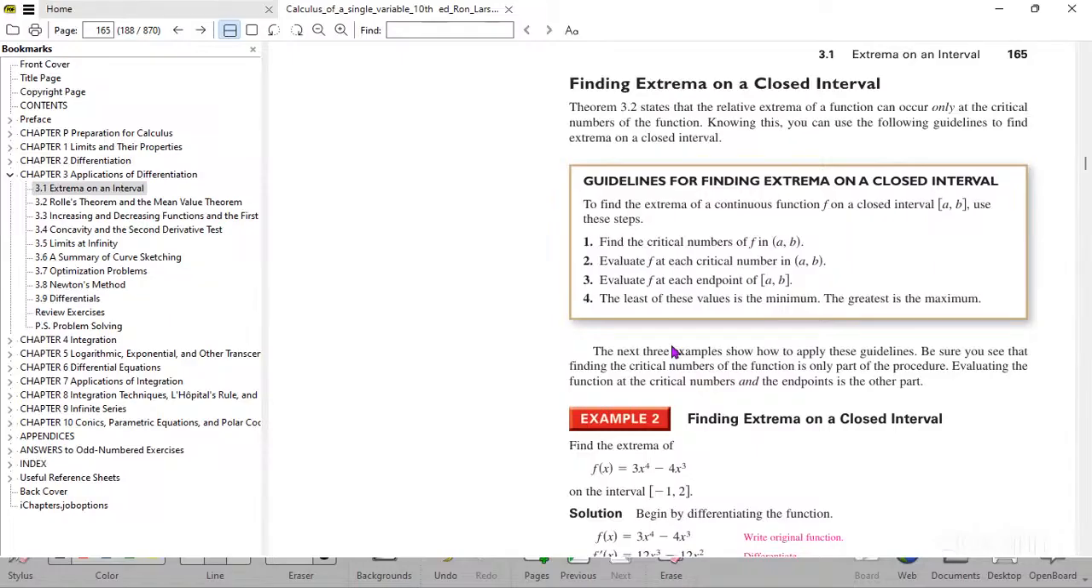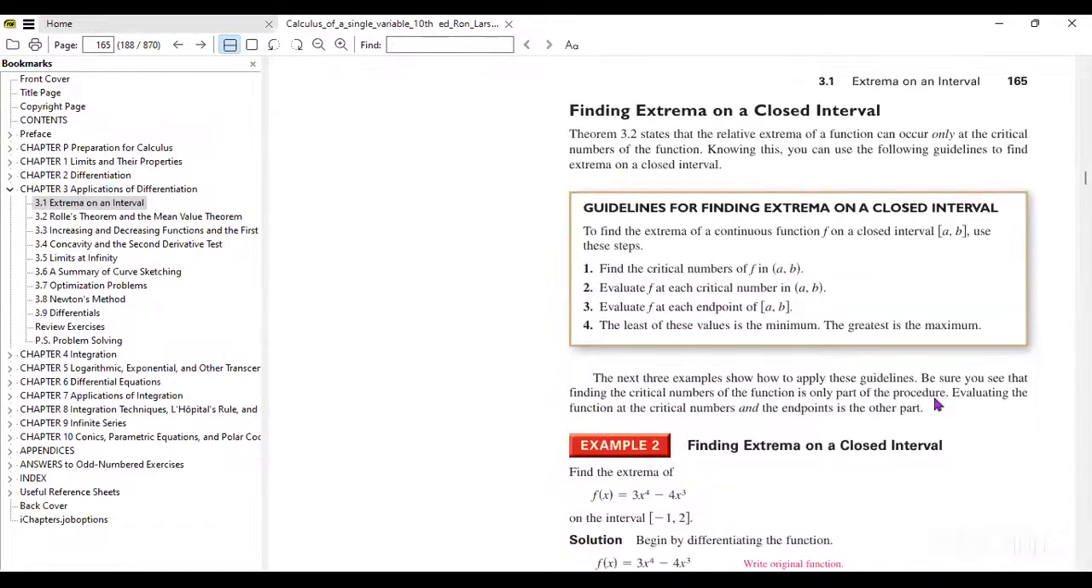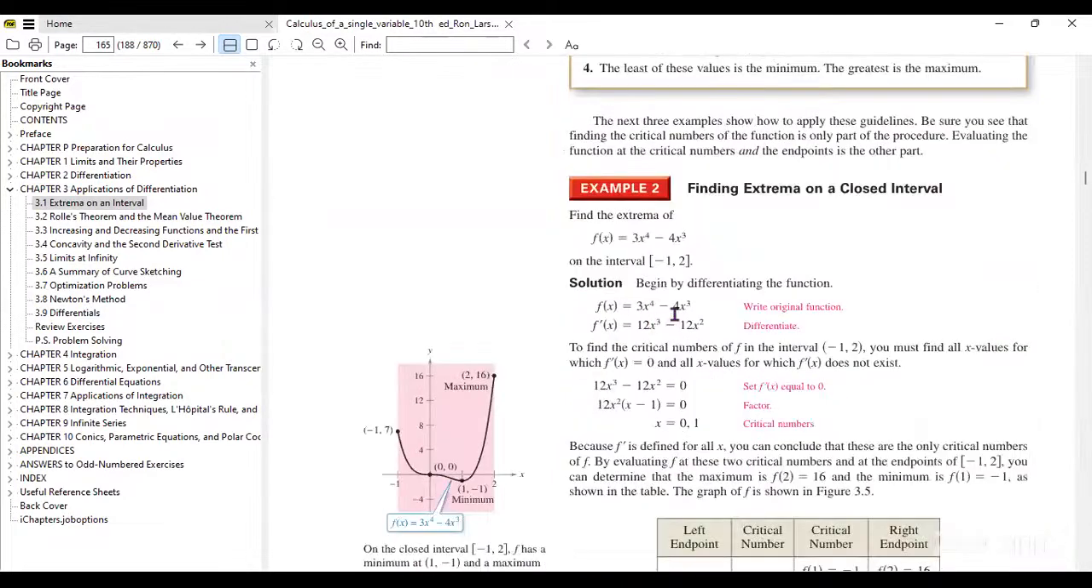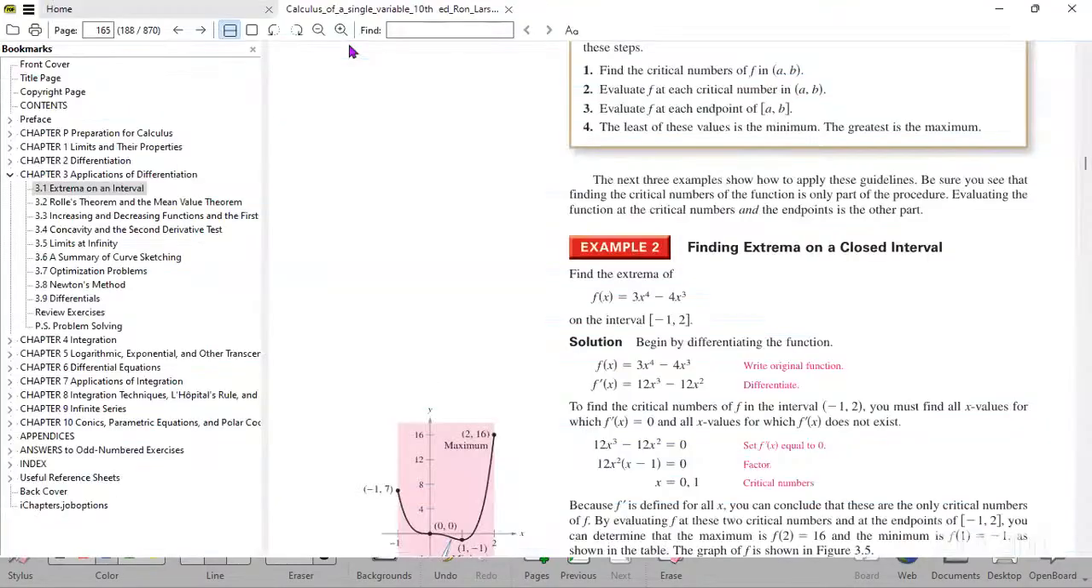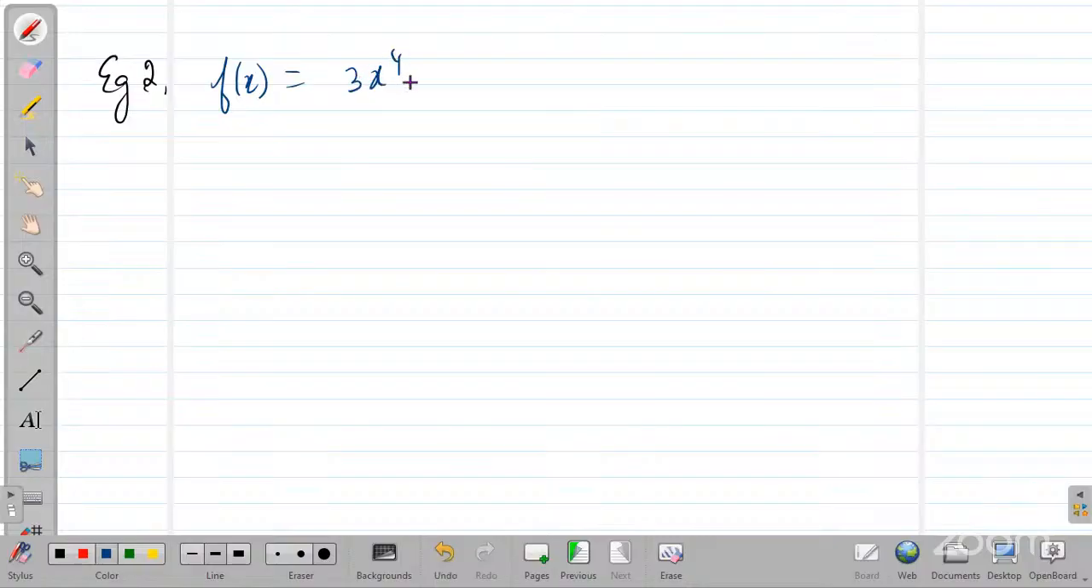Next section, finding extrema on a closed interval. It's simple here. Okay, we'll just do example number 2 that will help us understand very clearly how to find extrema of any function on a closed interval. Example number 2 here. f of x is equal to 3x to the 4 minus 4x cube. Okay, that's what we have right here.